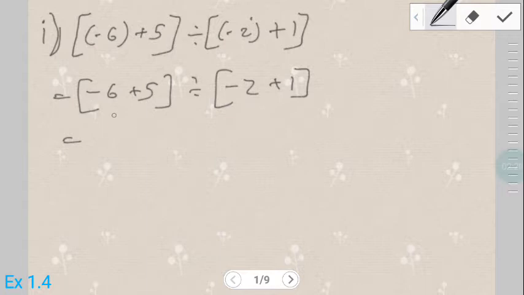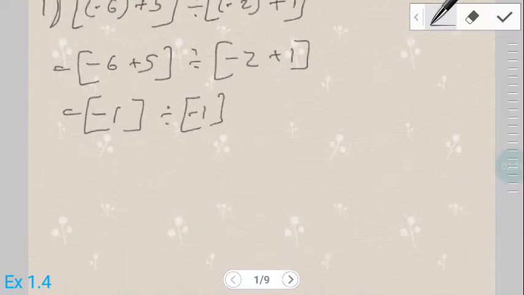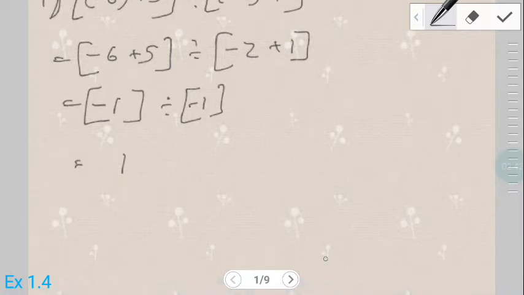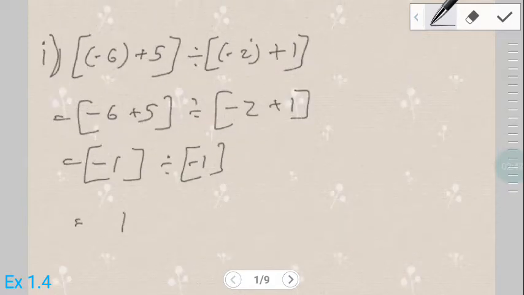So minus plus minus, so 6 minus 5 I will get 1 and sign of the bigger, so minus 1, divide by minus plus minus, so 2 minus 1 is 1 and sign of bigger, so minus 1. 1 divided by 1 is 1 and minus minus plus, so I will get the plus 1 in the answer of this. And remaining questions you will do in the practice.